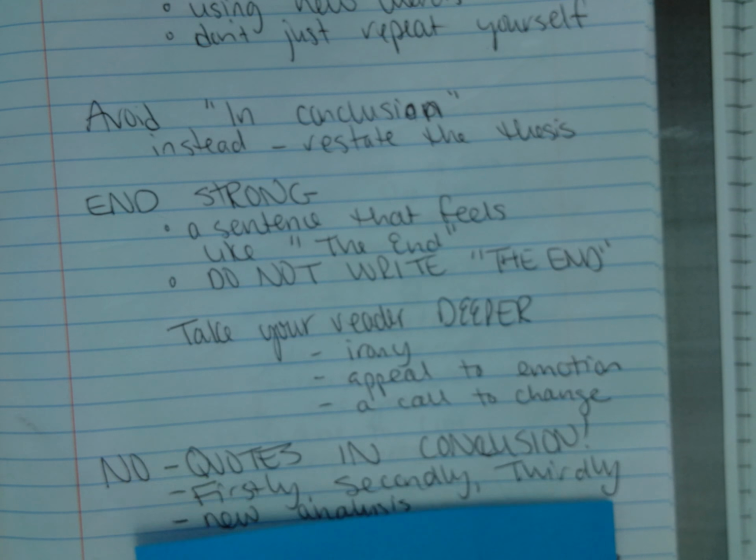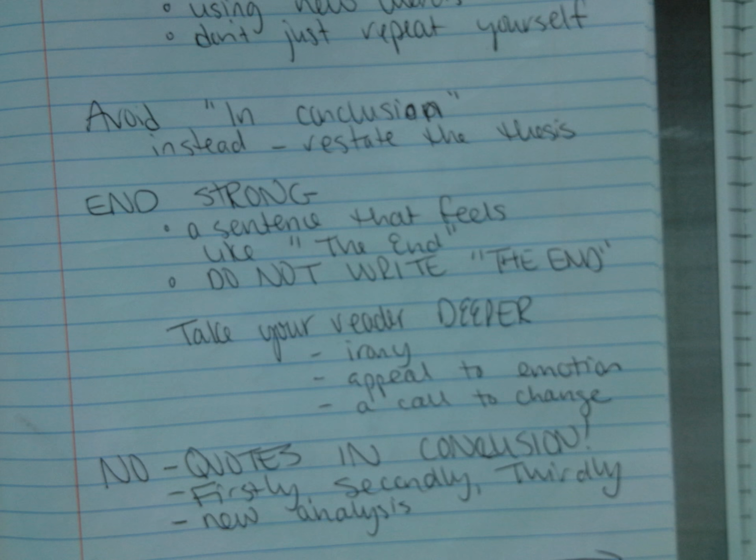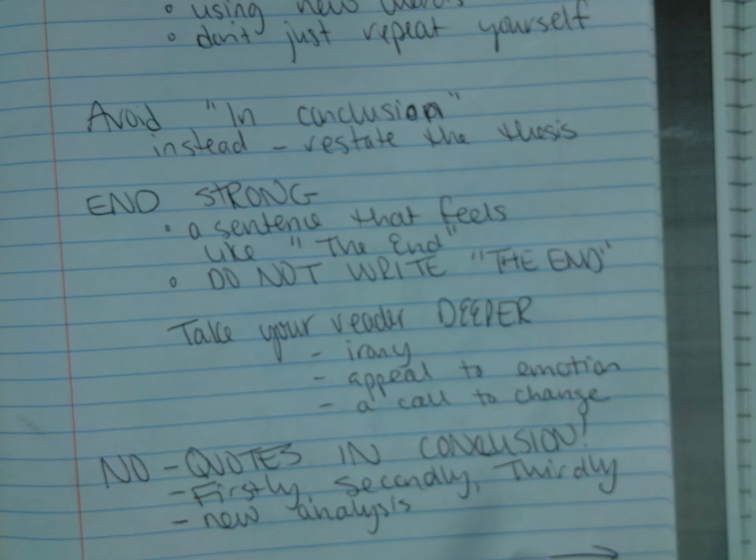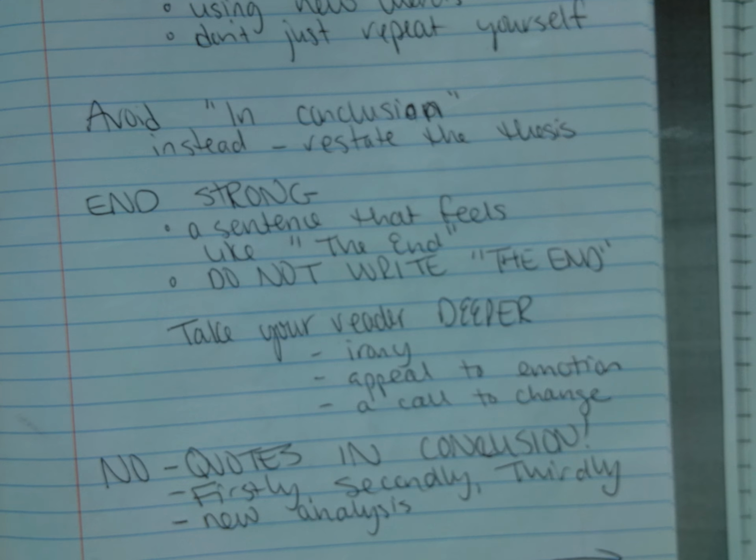The things we don't do in a conclusion: we don't put quotes in a conclusion because your analysis of the story is done by the time you get to the conclusion. So no more quotes from the book. No words like firstly, secondly, thirdly. That sounds like Dr. Seuss's writing. And no new analysis. Nothing that's brand new. Nothing that you haven't brought up before from the story.